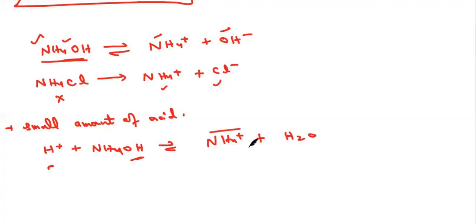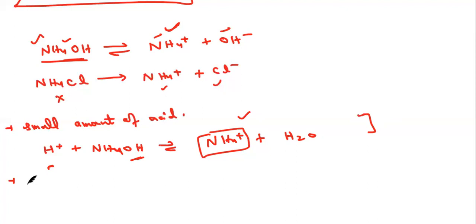But can you see that NH4 plus was already there in the solution? Is any new thing coming or not? No new thing. So if there is no new thing, does pH remain the same or will it change? The pH remains the same. That is the action of a basic buffer.